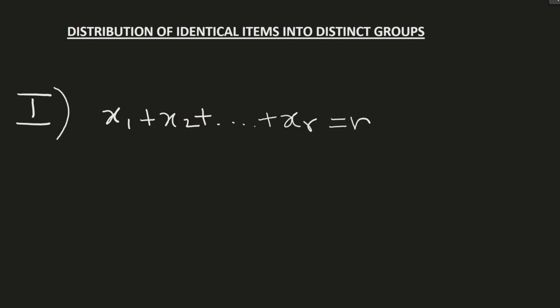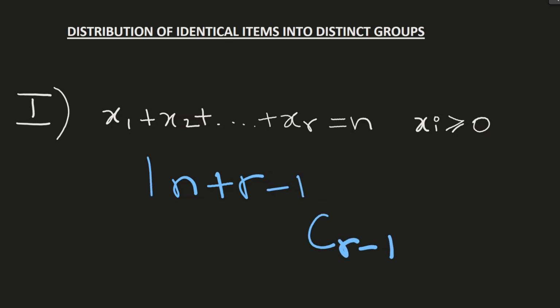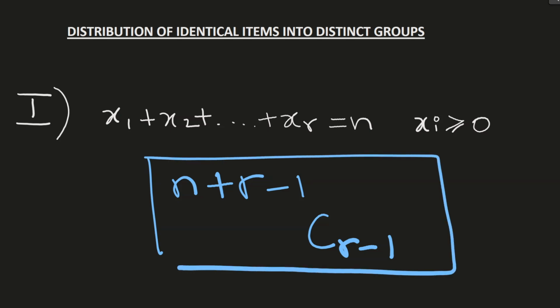So the first case is basically the number of solutions of this equation x1 plus x2 plus x3 all the way up to xr equals n, where xi is a whole number. So we have a formula for that, which is n plus r minus 1, choose r minus 1. This is one concept that we're going to be using.